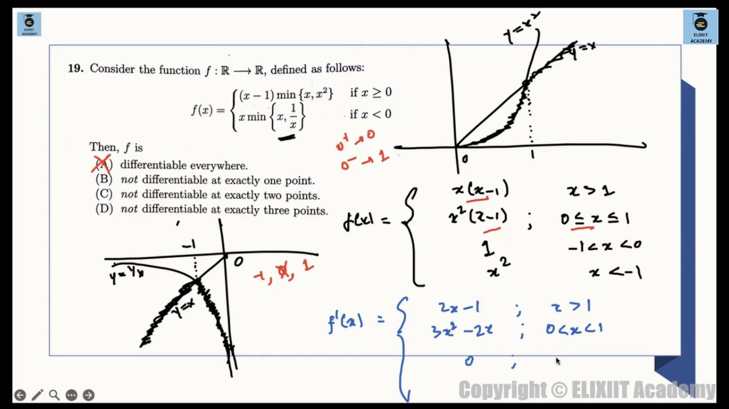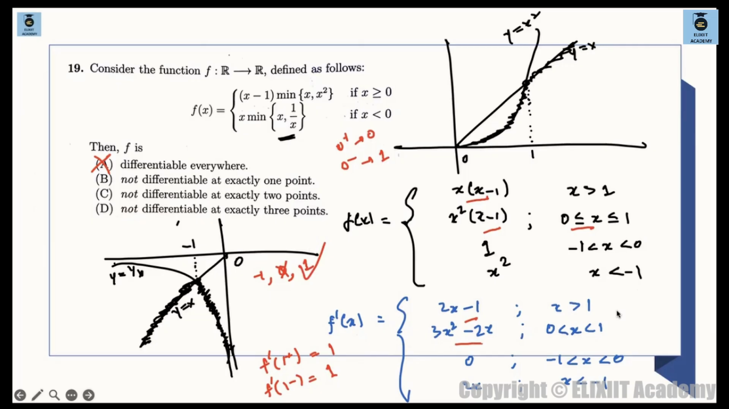This will be 0 when x is lying between -1 and 0, and 2x when x is less than -1. So what happens? Now look at this thing, for 1 plus, which branch will we take? 1 plus means this branch. So f dash of 1 plus will be 2 into 1 minus 1, which is 1, and f dash of 1 minus will take this branch, 3 into 1 minus 2 into 1, 3 minus 2, which is 1. So at 1 it is differentiable. 1 is a point of differentiability.